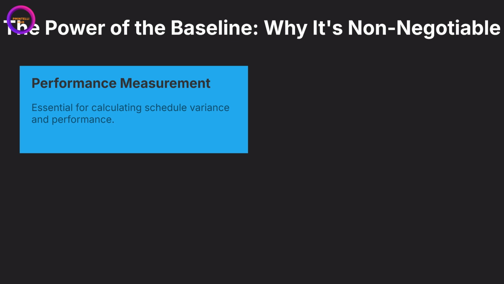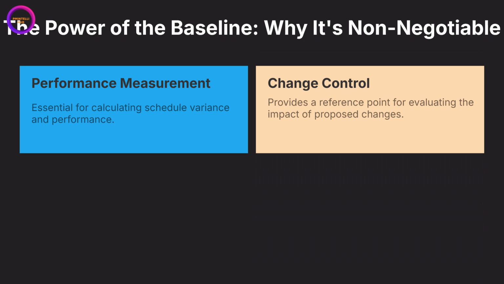Second, the baseline is fundamental to change control. Projects are dynamic, and changes are often inevitable. The baseline provides a stable reference point for evaluating the impact of any proposed changes. When a stakeholder requests a change, you can analyze it against the baseline to determine exactly how it will affect the timeline, budget, and resources. This allows you to make informed decisions rather than guesses.